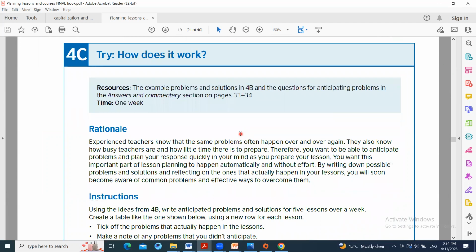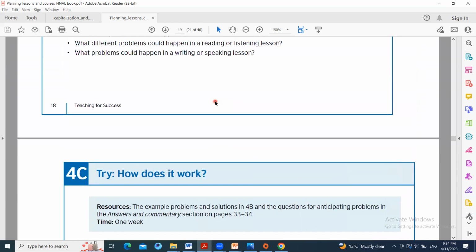Part C, how does it work? You think of resources, the example problems and solutions in part B, and the questions for anticipating problems, in the answers and commentary section, on page 33 and 34.